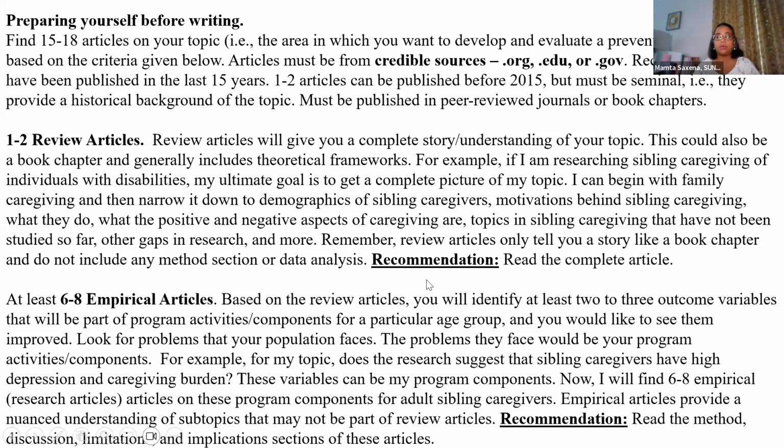So I'm telling them, okay, you need to read the whole article, right? Then 6 to 8 have to be empirical articles. And how do you find empirical articles? What variables and all those things? And I'm recommending that they do not read the whole article. I just want you to read the method section, discussion, limitations, and implications. So it takes off some of the burden on them when you tell them what to read. Ultimately, they are undergrad students and they find reading empirical articles quite difficult.